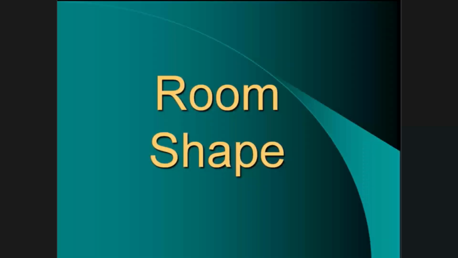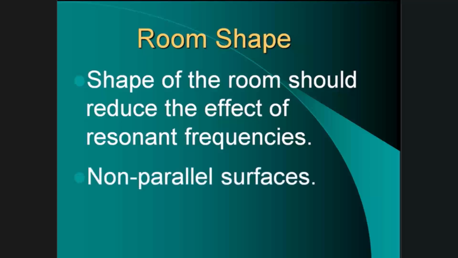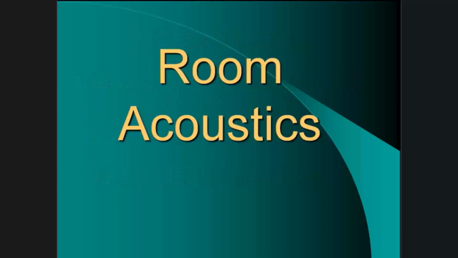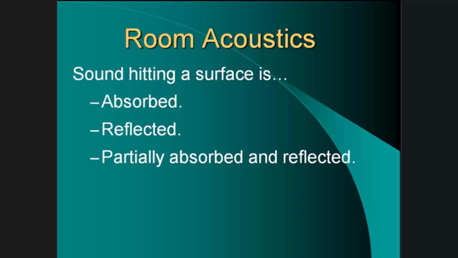The shape of the room also has a contributing factor to how the room sounds. Parallel surfaces tend to build up resonances at certain frequencies. To minimize this, walls are often made non-parallel, or splayed. Finally, the treatment of the room itself has a lot to do with the room acoustics, or how a room sounds. When sound hits a surface, one of 5 things will happen. The sound could be absorbed, or it could be reflected, or it could be a combination partially absorbed and partially reflected, or the sound could be diffracted, or the sound could be diffused.